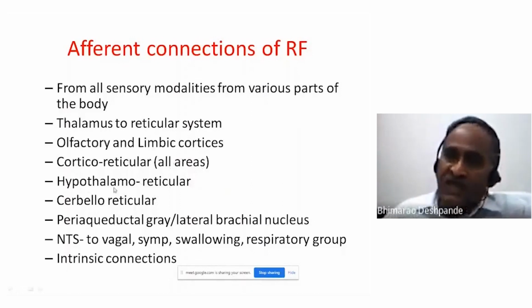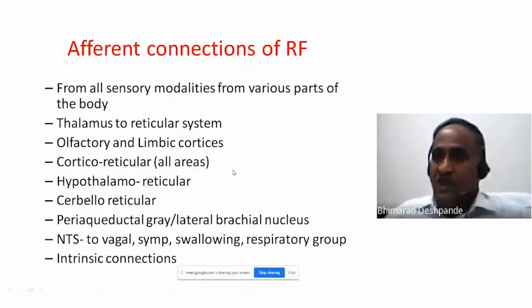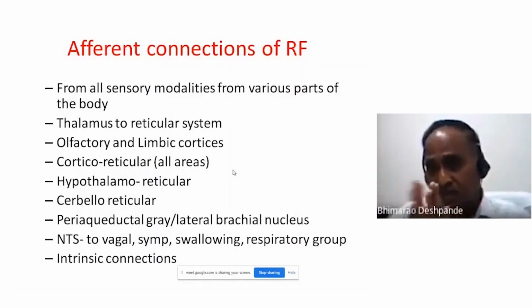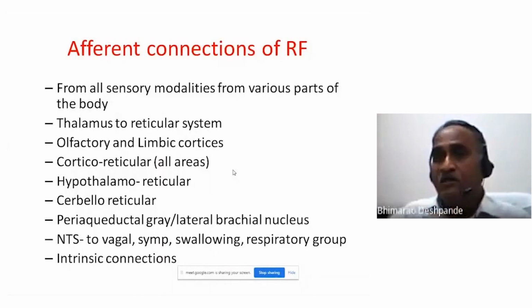They all do that. So then hypothalamus. Hypothalamus is an important structure. So they also project onto the reticular system because they have to regulate the autonomic nervous system. So that is coming up. Now the cerebellum. Cerebellum gives inputs to the reticular system.